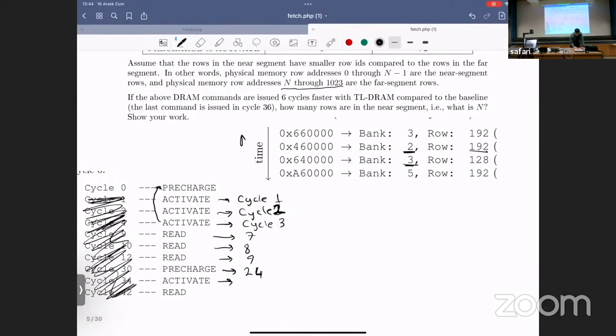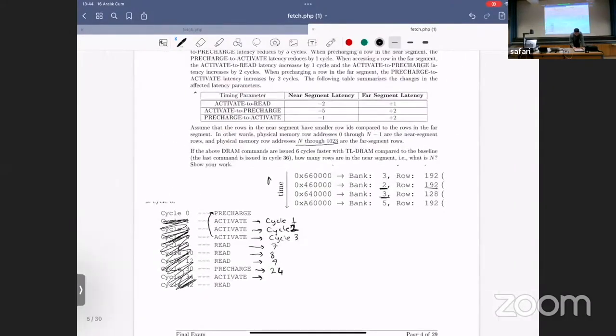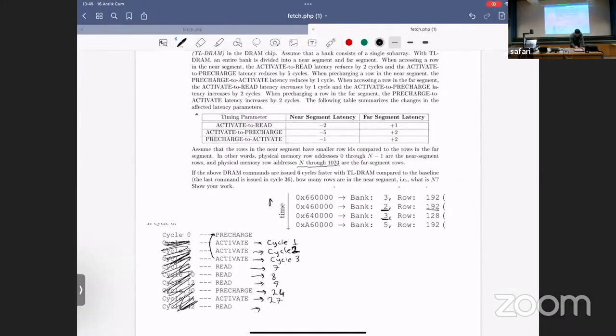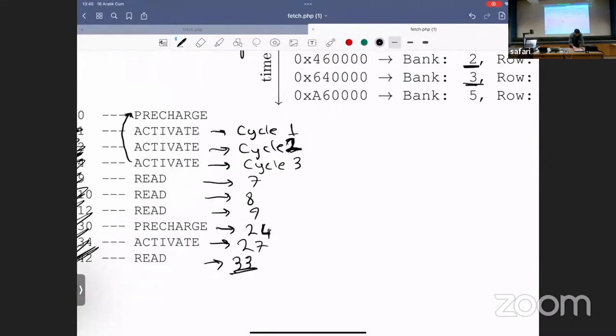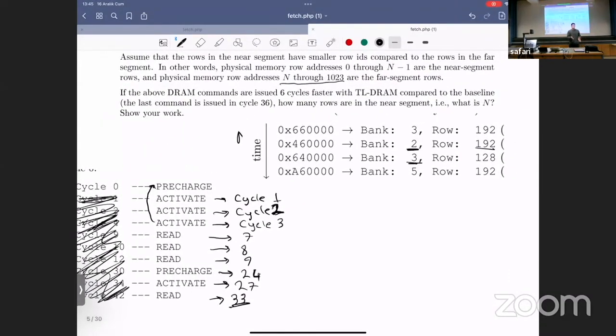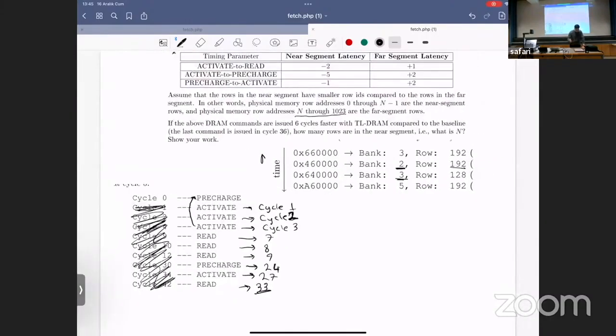And then we have the activate command to the same bank, and this should be 3 cycles, 27. We add 6 more, and now we get 33. So this, we overshoot the latency. So we need to put some of the rows back in the far segment. If everything is in the near segment, we have a latency that's lower than what the question asks us. That's why we need to put some rows in the far segment.